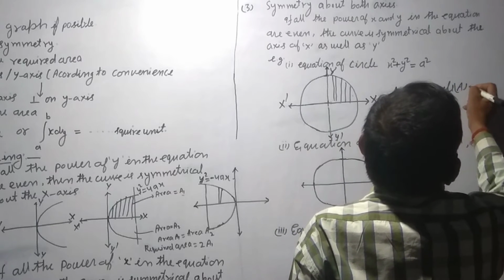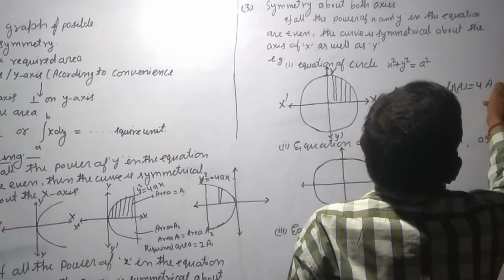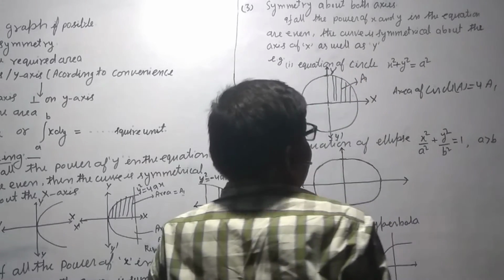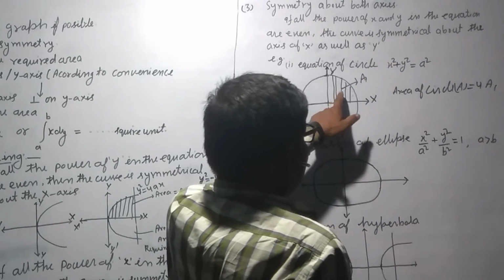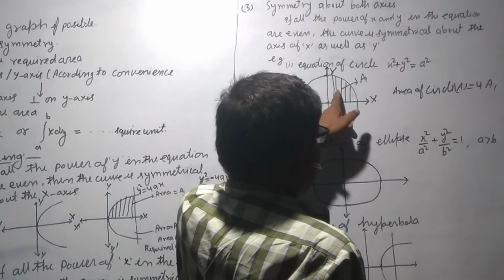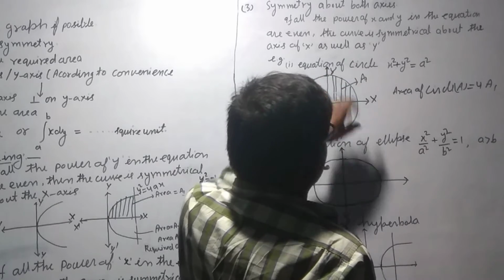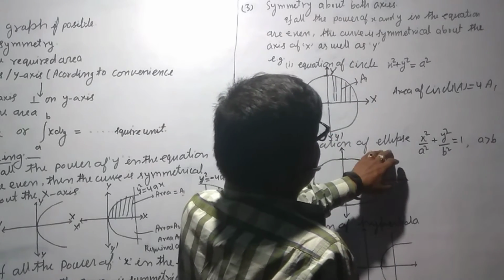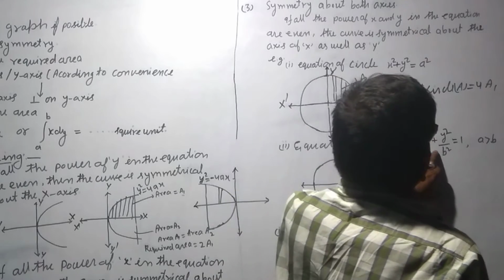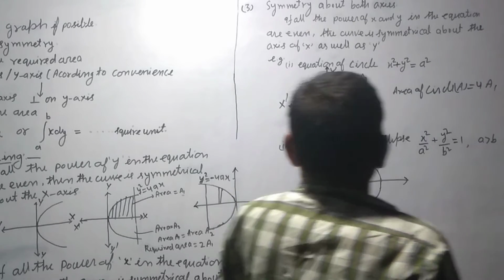A is equal to 4A1, if this area is A1 here, and in this case we calculate this area and multiply by 4, we get the total area of the circle. The general equation of an ellipse is x square by a square plus y square by b square equal to 1, a greater than 0.